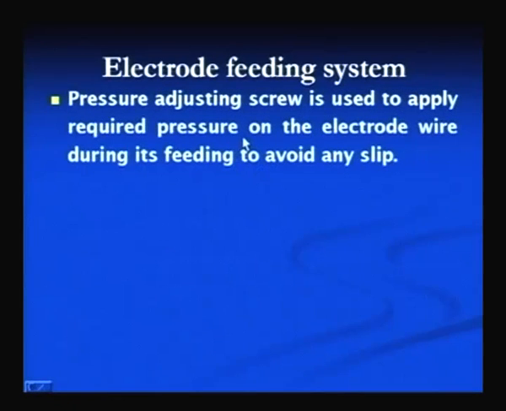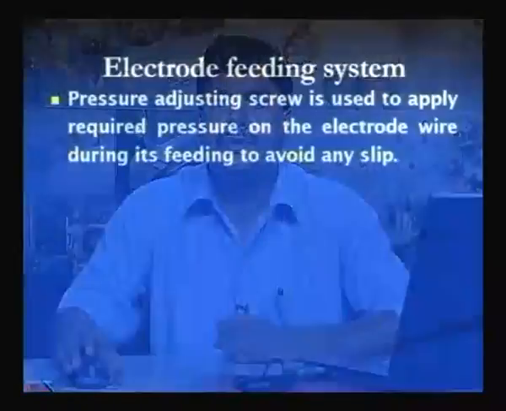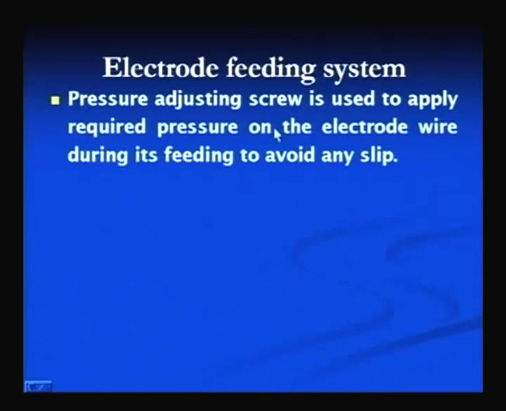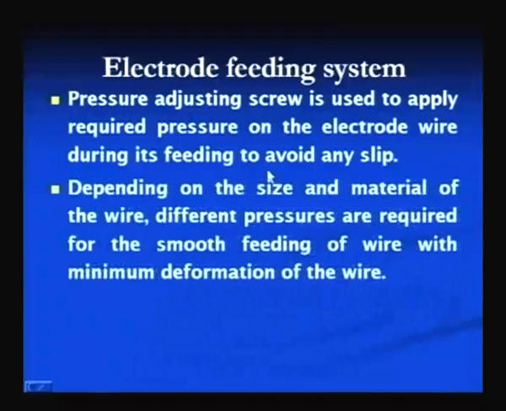To make sure that slipping between the roller surface and the electrode wire does not take place, a pressure adjusting screw is used to apply the required pressure on the electrode wire during feeding, so that any slippage is avoided and the electrode is fed at a constant speed in the arc region. Otherwise, there will be inconsistency in the weldment and the heat generation.